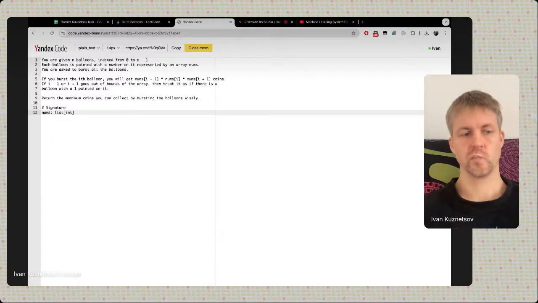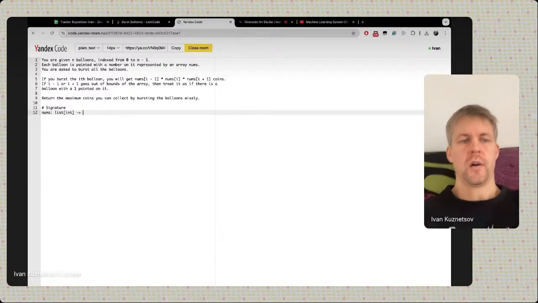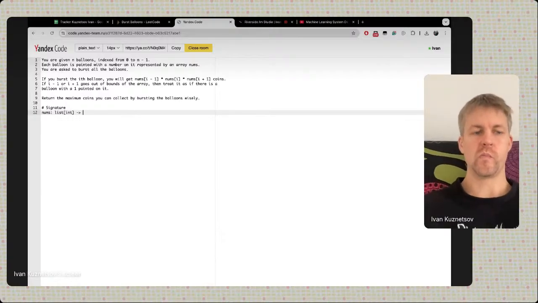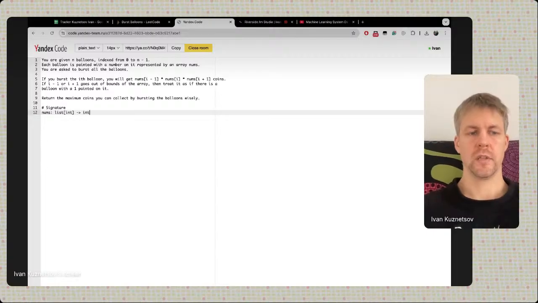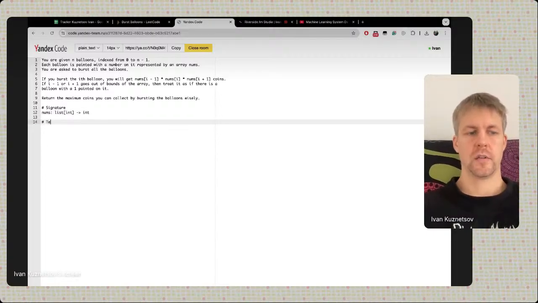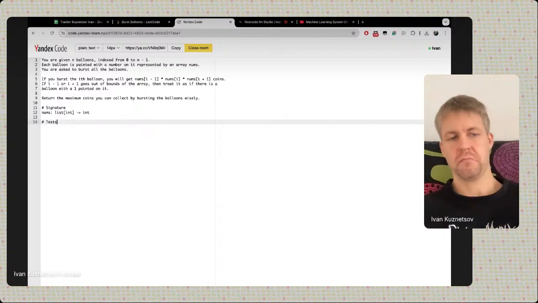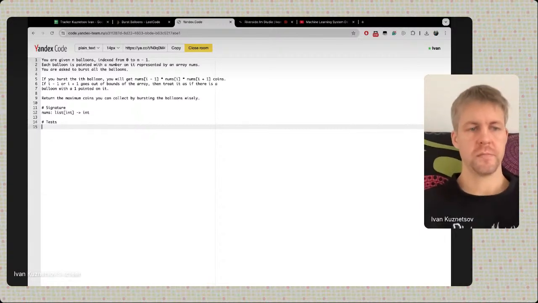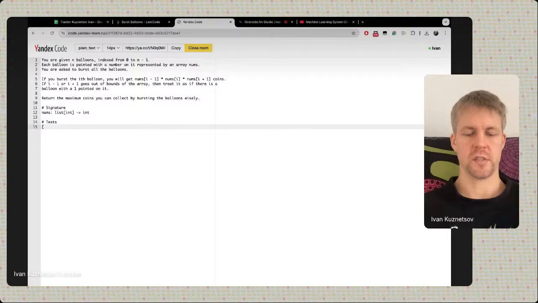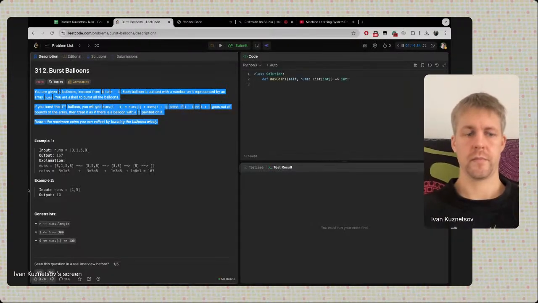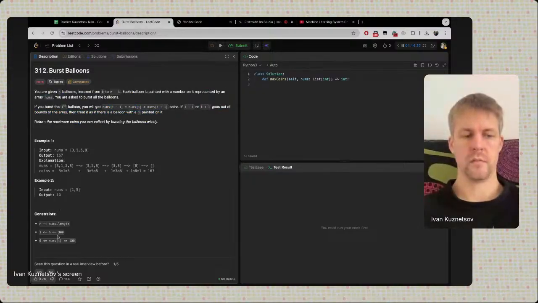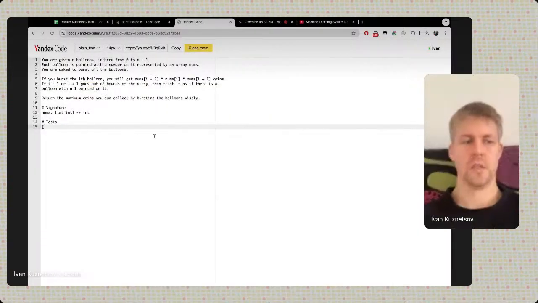Wow. So I don't know how to approach this problem yet. Let's just create some test cases. So n balloons, each painted with a number on it. Can the number be negative? Okay, no, it cannot be negative. It can only be 0.